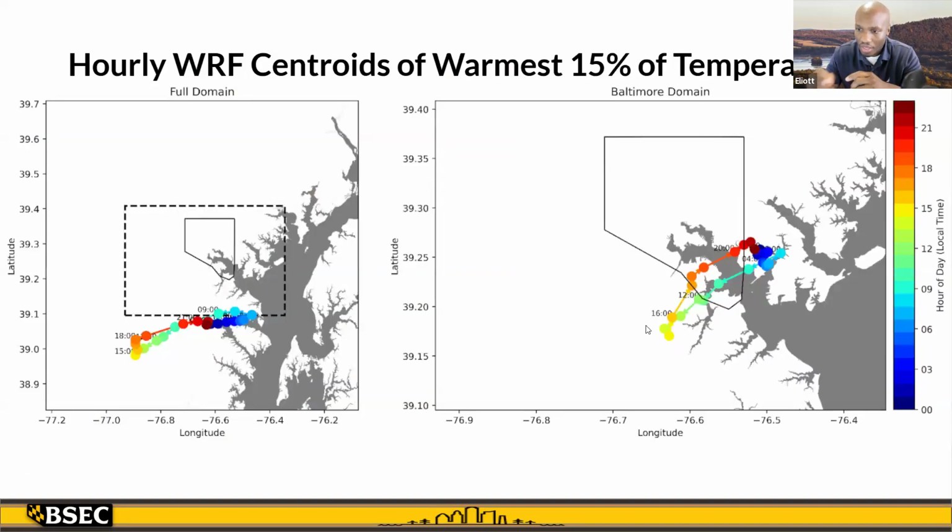And then at nighttime, they kind of make this clockwise loop where they loop right around the harbor and end up back towards the eastern side of the city. So overall, this work gives us a sense of how temperature varies in this greater Baltimore area, and it lets us know what regions are more or less susceptible and at what time of day.